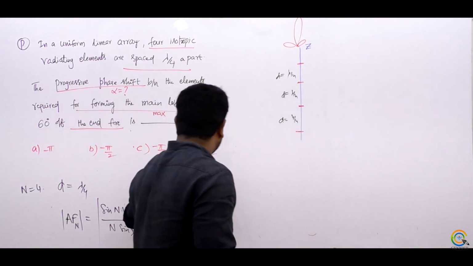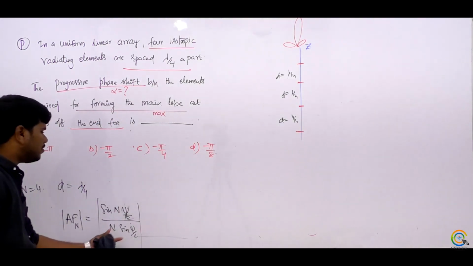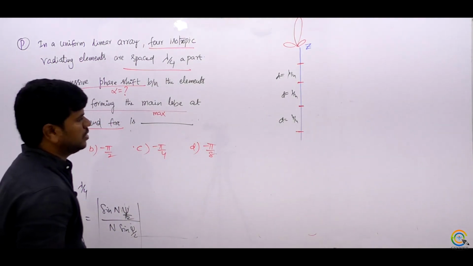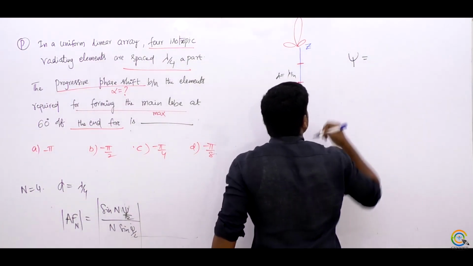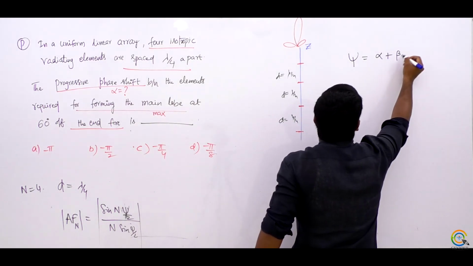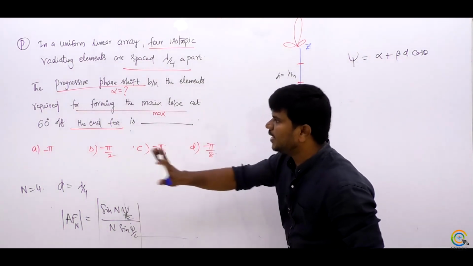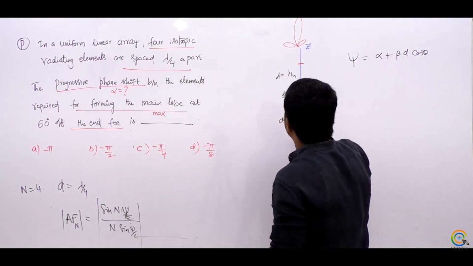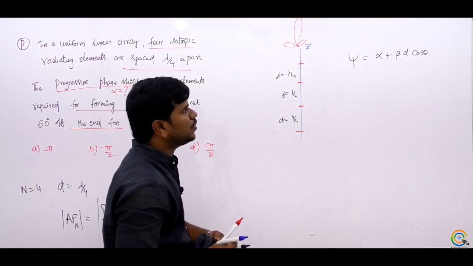Okay, so you have to notice that psi gives a maximum value for psi equals 0. What is psi here? The psi here is equal to alpha plus beta d cos theta. Here all these diagrams are not required. But one thing you have to note.